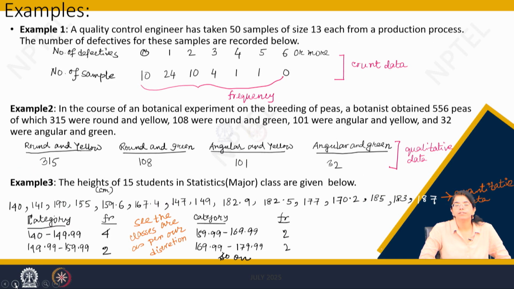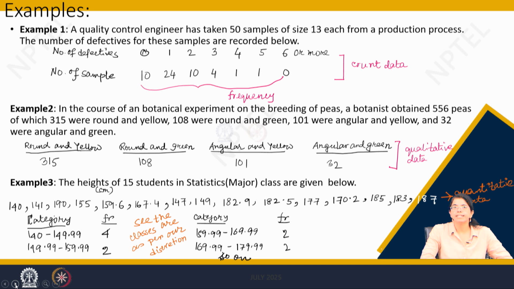So let us have 3 quick examples, and you can understand what actually I am referring to. A quality control engineer has taken 50 samples of size 13, each from a production process. The number of defectives for these samples are recorded below. So number of defectives: 0 defectives, 10 observations have no defectives at all. So 0, 10. 1 defective, 24 observations have only 1 defective, 10 observations have only 2 defectives. So it is a bright example of count data.